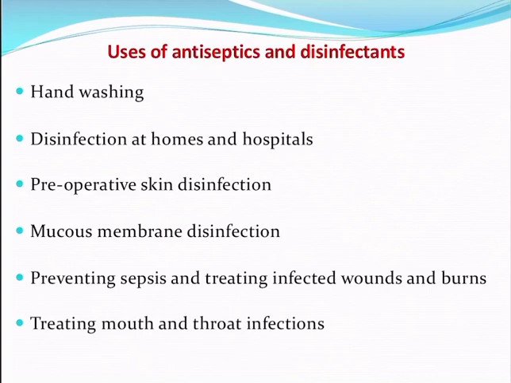And the next use is preventing sepsis, that is blood poisoning, and treating infected wounds and burns. Antiseptic preparations are available over the counter from your pharmacist to treat minor cuts, abrasions and burns. Chloroxylenol 5% is used for wound disinfection, which is an active ingredient of Dettol. Cetrimide is used in the form of creams and ointments for the treatment of wounds, burns and certain skin diseases.